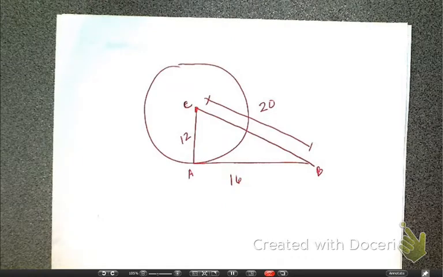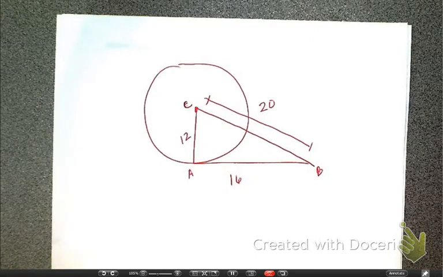What about the tangent and the radius? They make a 90-degree angle. Okay, so the tangent and the radius should create a 90-degree angle. Do we know right now that that angle is 90 degrees? No, there is no box, and there is nothing that tells you it is. So that's what we have to figure out.